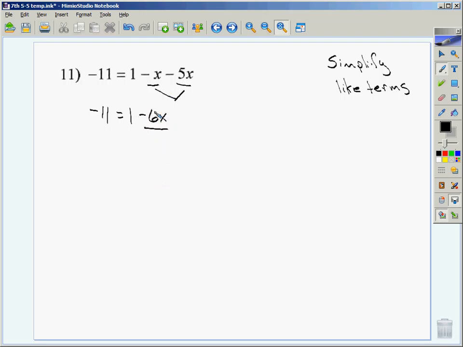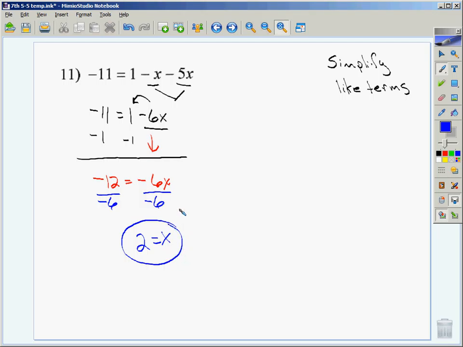Trying to get x by itself, I have to undo this positive 1. I'm going to subtract 1 from both sides, I now have a negative 12 is equal to a negative 6x, remembering not to drop that negative that's attached when I bring it down. And the last step would be to divide by a negative 6. And a negative divided by a negative is going to make a positive, so x is equal to 2. And again, I could substitute that back in to see if the answer would check.